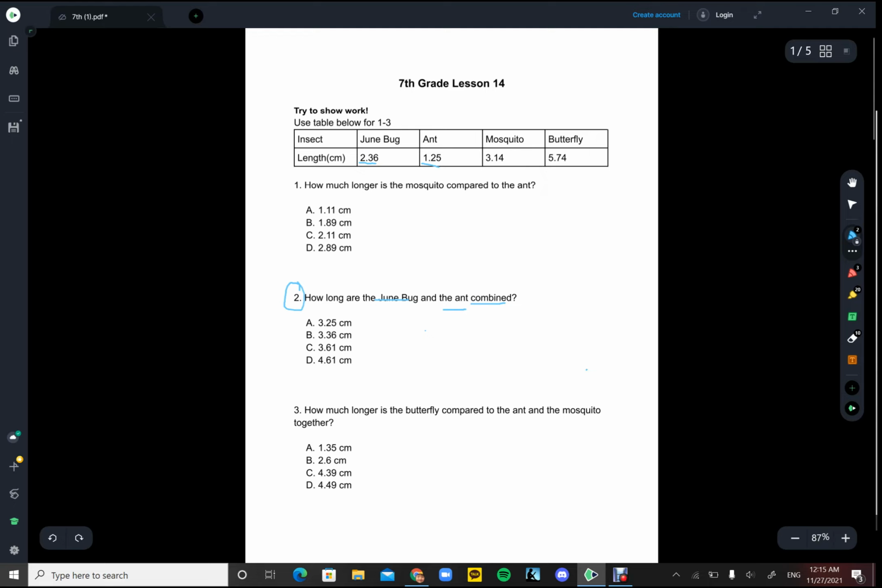And so in this case, you would do 2.36 plus 1.25. When you do 6 plus 5, you get 11. You carry the 1 up here, which would make it 3 plus 2, which is 5, plus 1, and that gives you 6. You put the decimal here, 2 plus 1 is 3, and so your answer would be 3.61 centimeters.